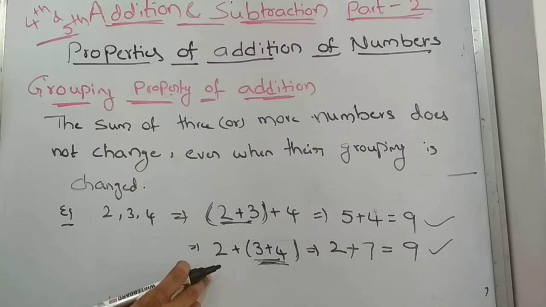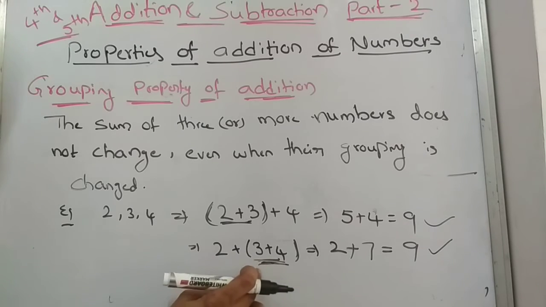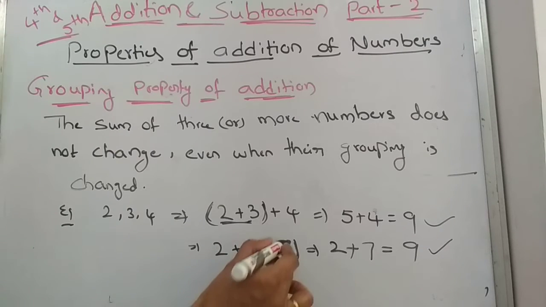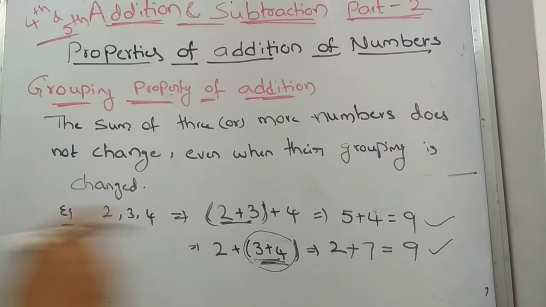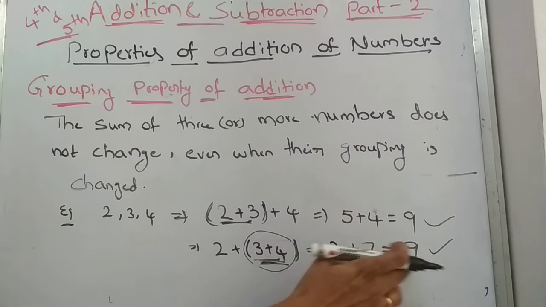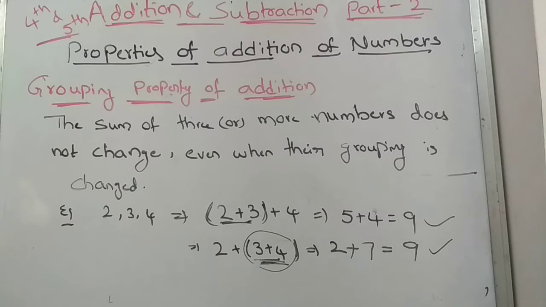Then again what will we do? First we should do the operation in the bracket. First we finish this operation. After that only you can add this sum to this one. So 2 plus 7 equals 9. So now it's clear, right? So, next one.